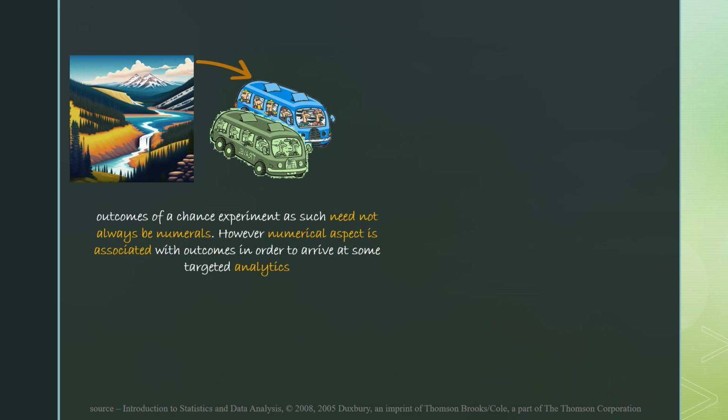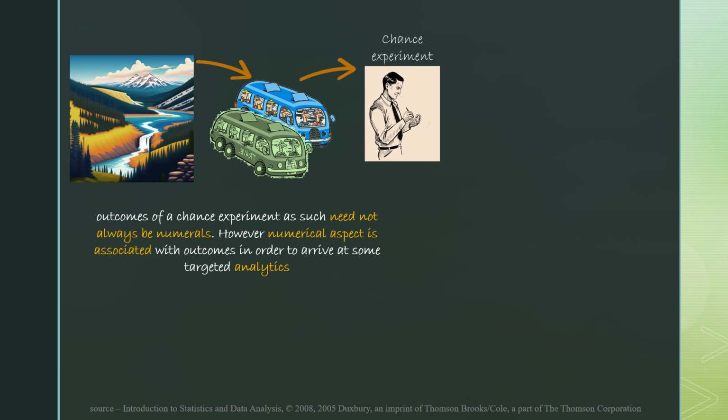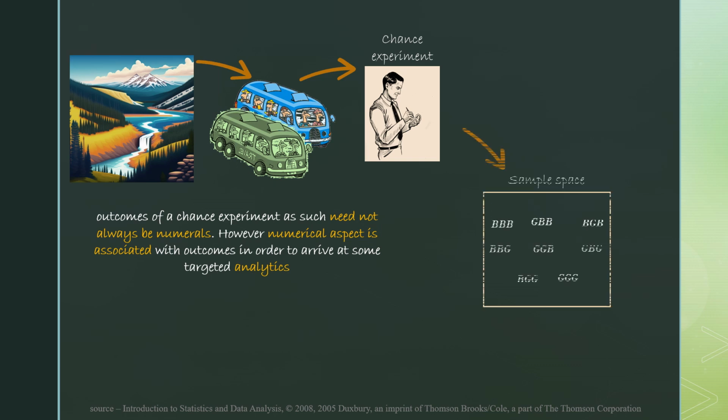Let the chance experiment conducted in this case record the colors of three successive buses arriving at one carefully chosen bus stop in the park. The sample space consisting of the possible outcomes will look like this. Note the outcomes in the sample space are not numerals in this case.